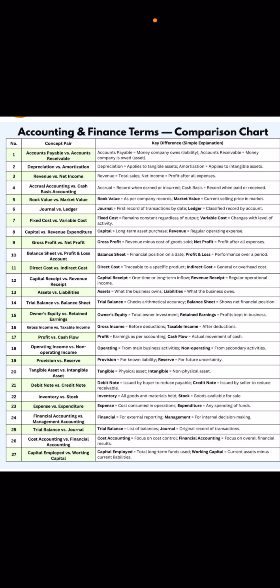Cost accounting versus financial accounting. Cost control and production are included in cost accounting. In financial accounting, overall financial performance is included. Next, capital employed versus working capital. Capital employed means long-term funds used. Working capital is current assets minus current liabilities.